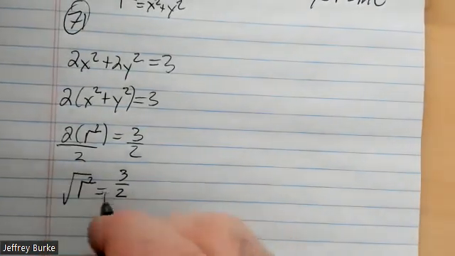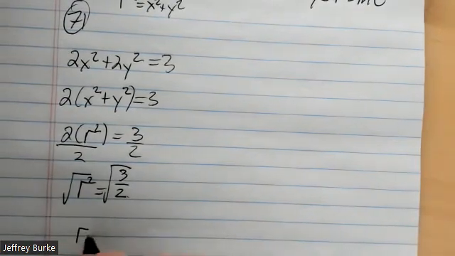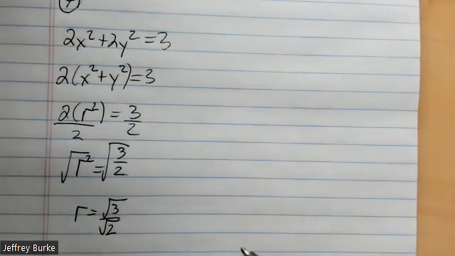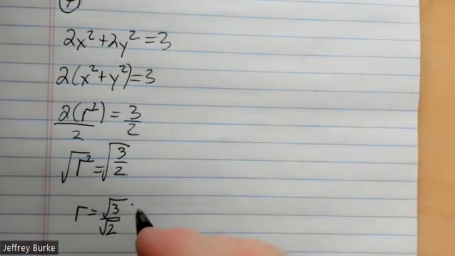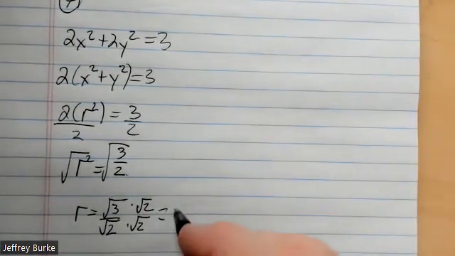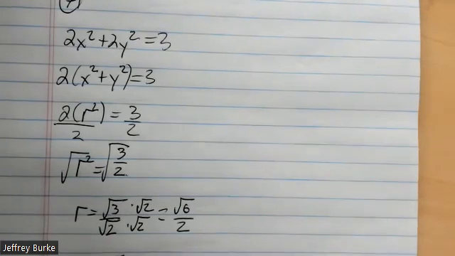And then I take the square root of both sides, and I'm getting r is going to equal the square root of 3 divided by the square root of 2. And if I want to rationalize the denominator, that's going to equal radical 6 over 2. So my final answer to this is r is equal to radical 6 over 2, right here.